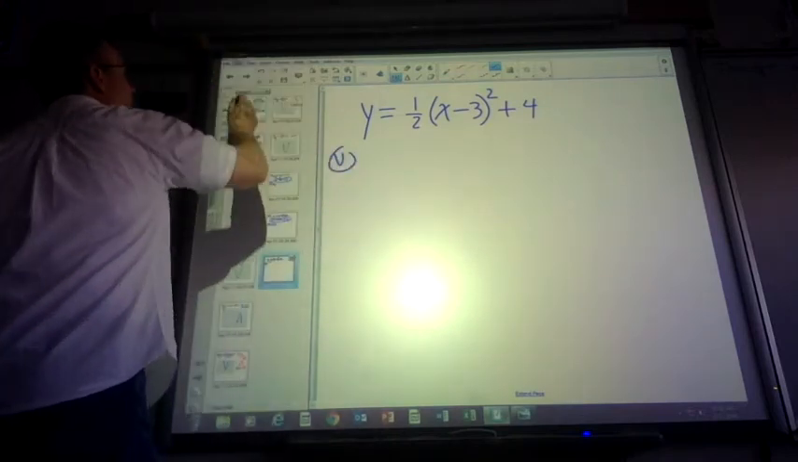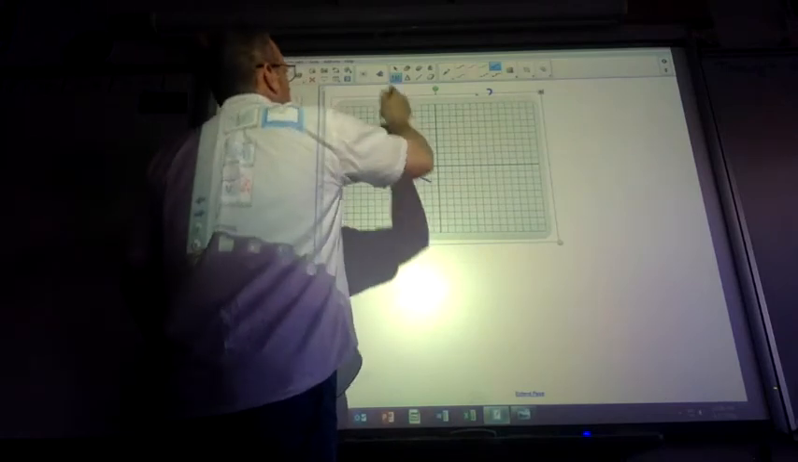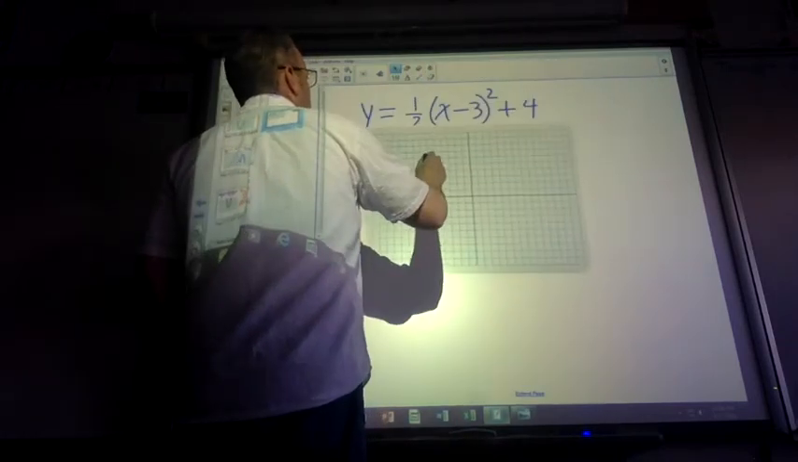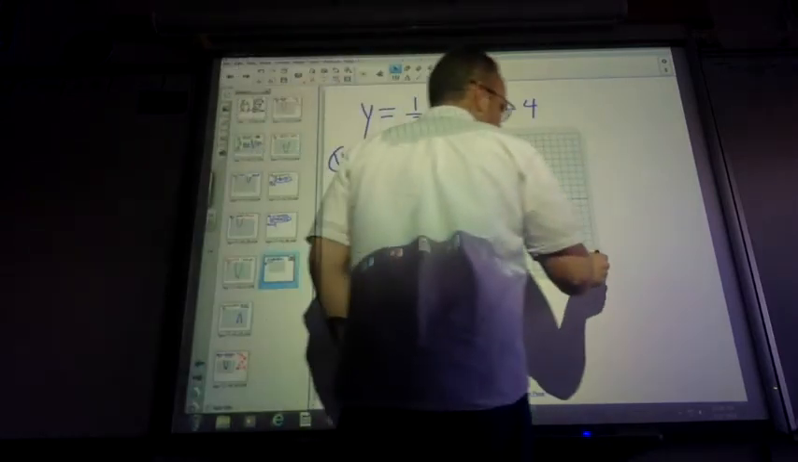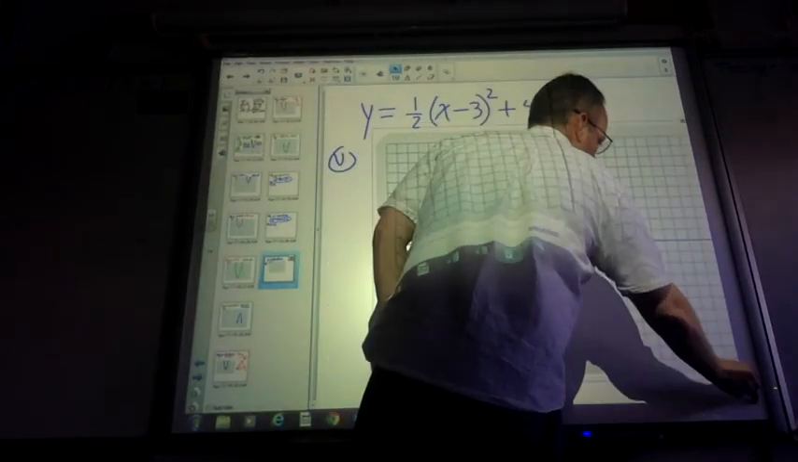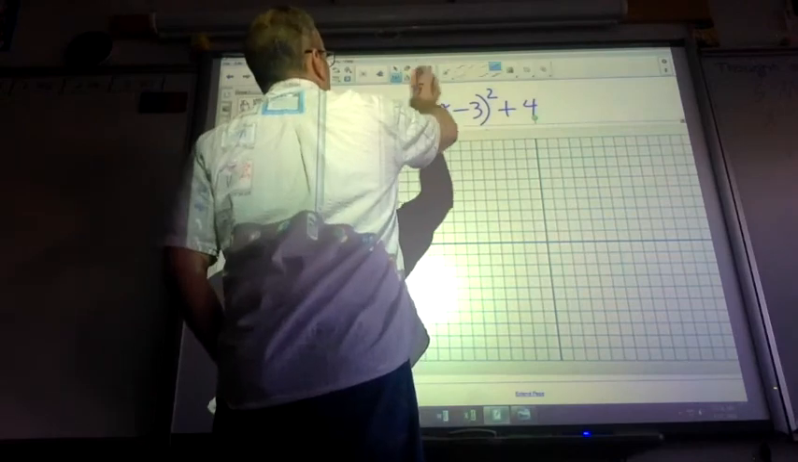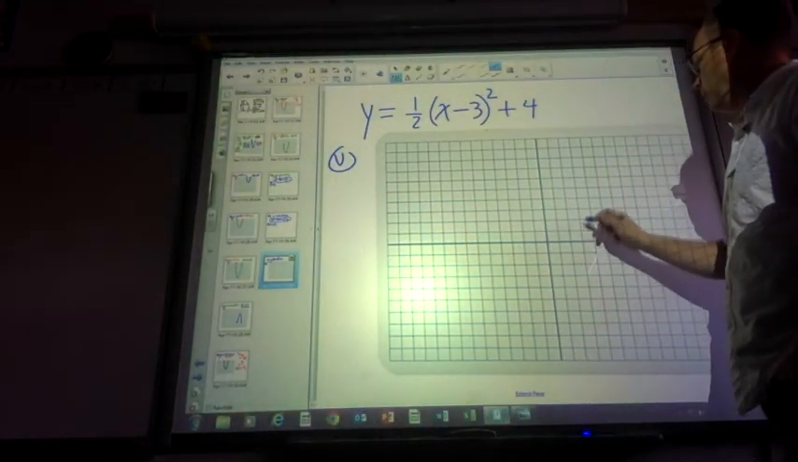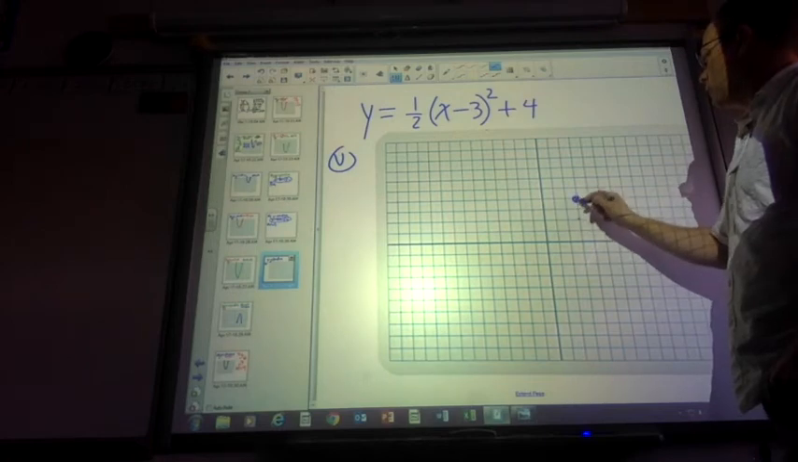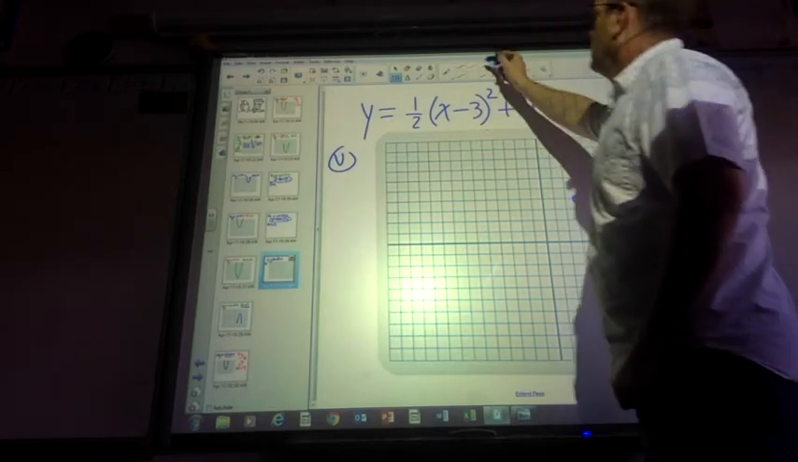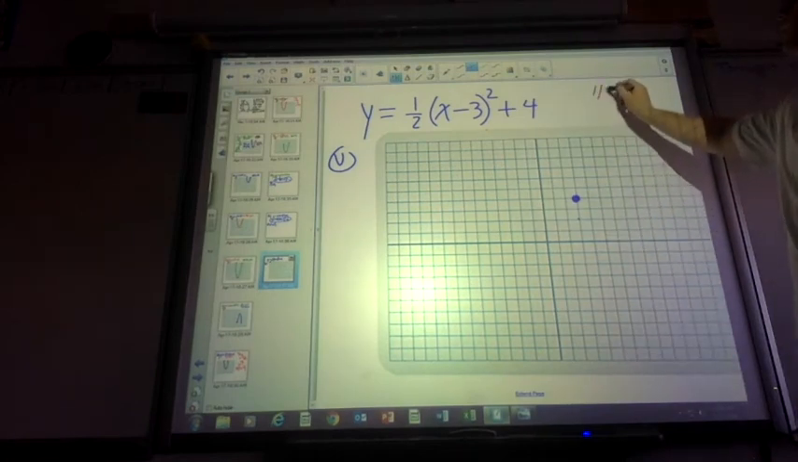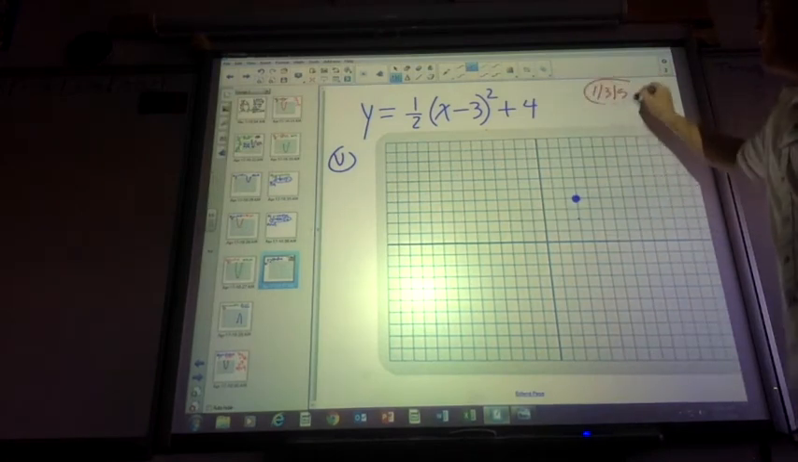Okay, so I'm going to try and make my grid as big as possible. So my vertex, everyone feels good that it's 3 and 4. So 1, 2, 3, and up, 1, 2, 3, 4. All right. Does this appear to pattern graph as 1, 3, 5? No, it's going to be multiplied everything by half.